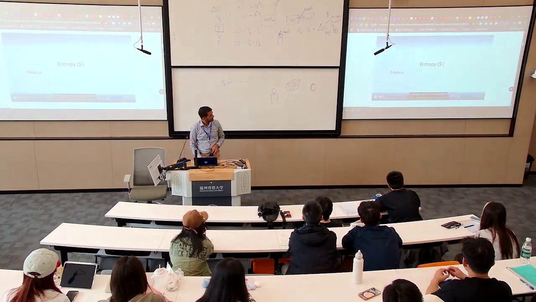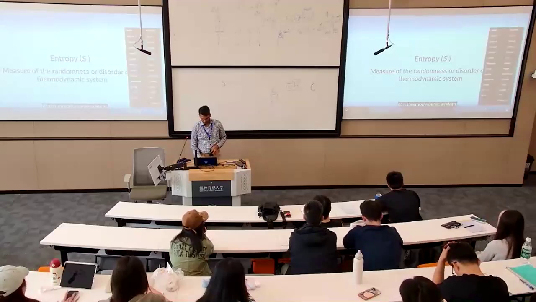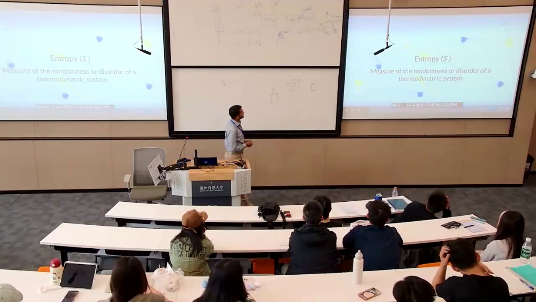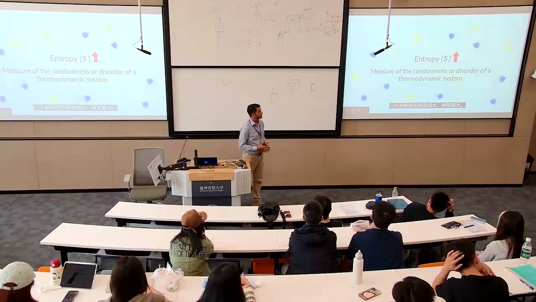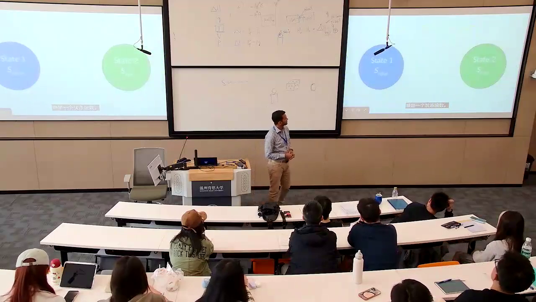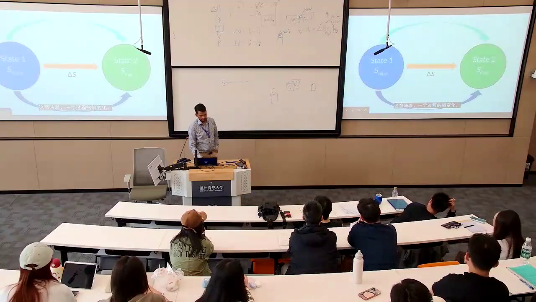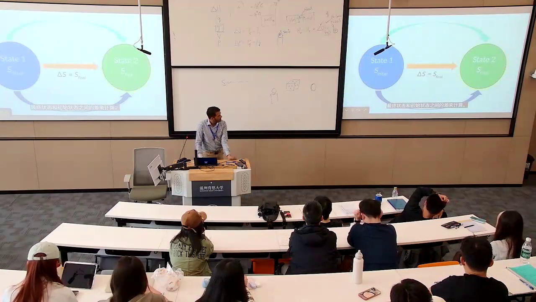Entropy, or S, is a measure of the randomness or disorder of a thermodynamic system, such as the randomness in the arrangement of atoms, molecules, or ions. The greater the disorder in a system, the higher the entropy. Entropy is a state function, which means that the change in entropy of a process can be calculated by finding the difference between the final state and the initial state.